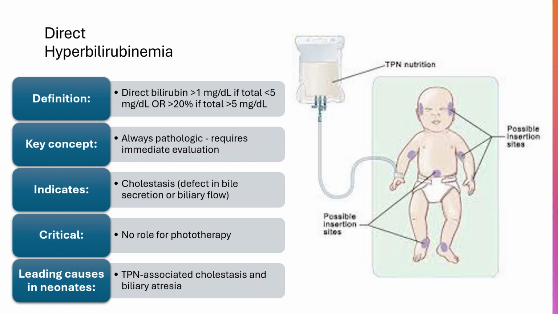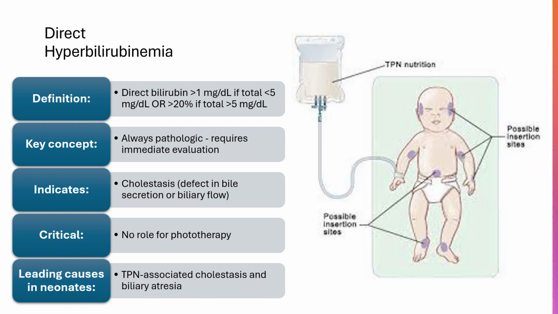This explains why phototherapy provides no benefit. Conjugated bilirubin is already water-soluble and processed. Physical findings include acholic or clay-colored stools indicating absent bile flow to the intestine, dark urine from renal excretion of conjugated bilirubin, and hepatomegaly in most cases. These findings help distinguish direct from indirect hyperbilirubinemia at the bedside.